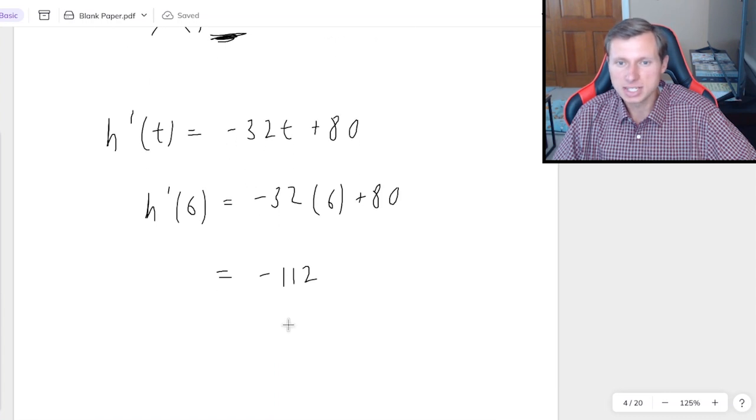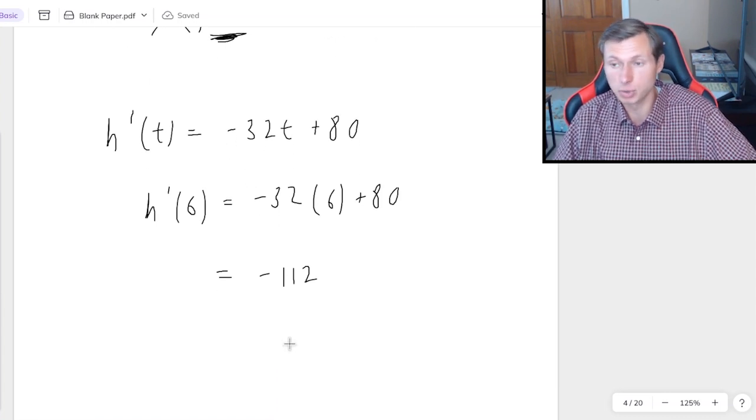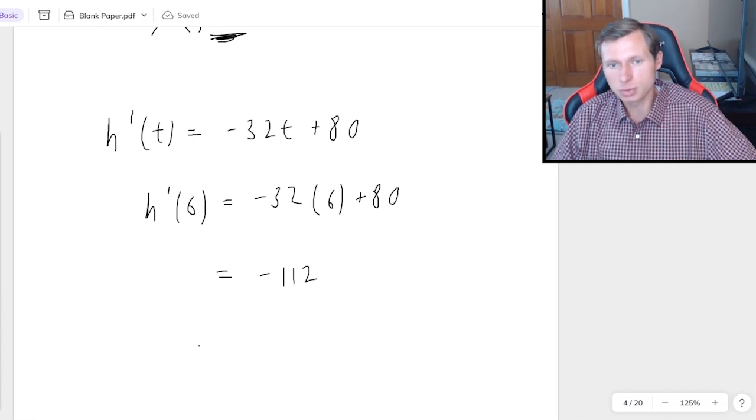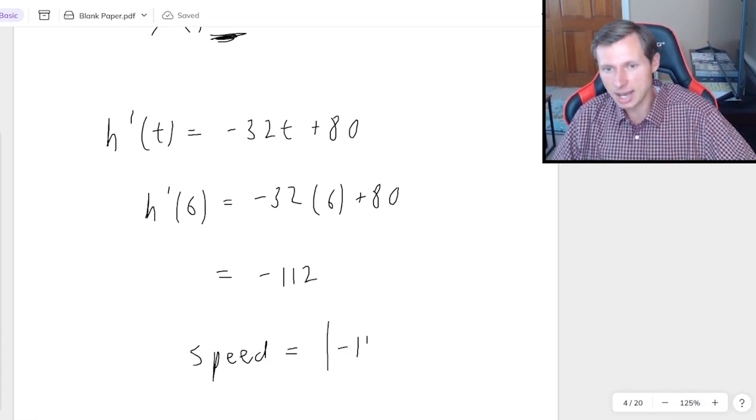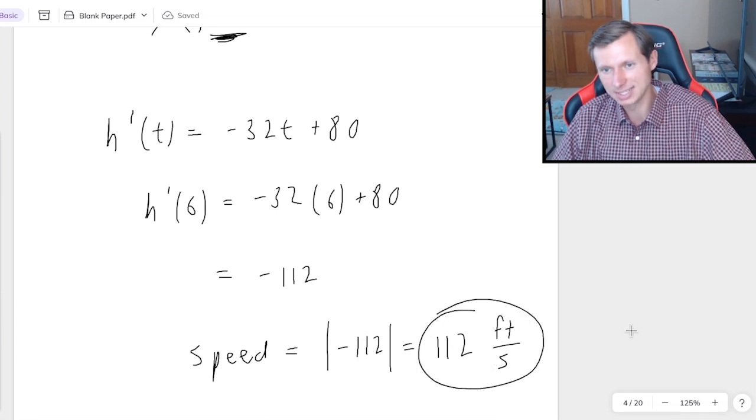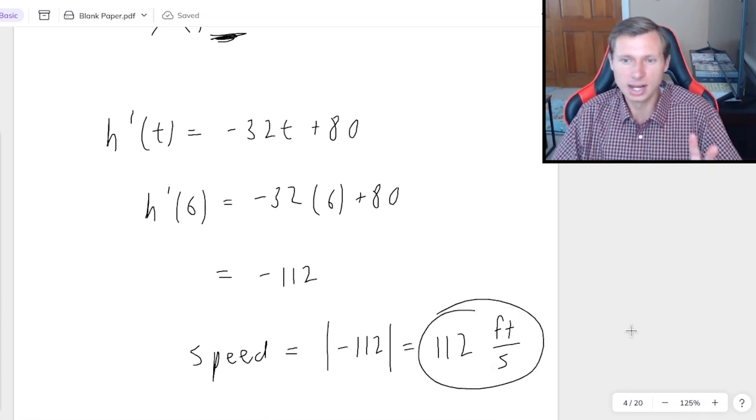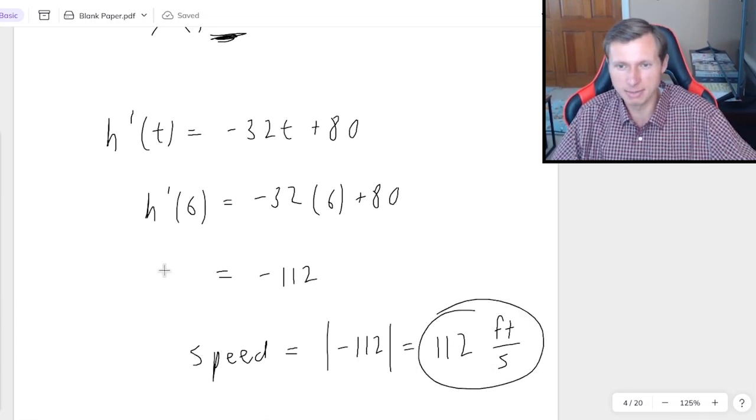A negative velocity does mean we're going down, which the rocket should be going in the downward direction when we hit the ground. But just remember, speed is absolute value. Now is the time I take the absolute value. And that's just going to be +112. And the units for this are going to be feet per second. And so that's it for part B. Honestly, the hardest part of the problem, in my opinion.